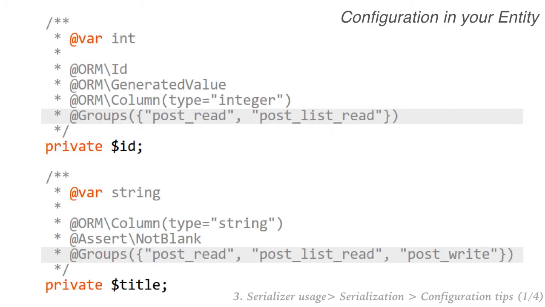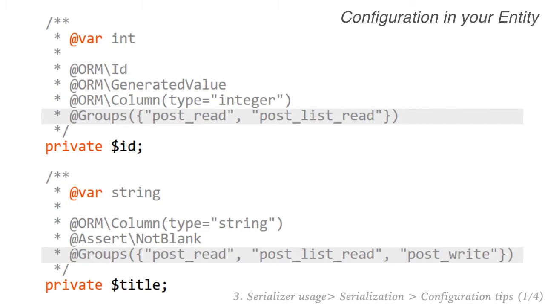But some tip about the naming of the label: keep a naming convention according to what you will pick during the serialization or deserialization. So in here you can see that I actually have 3 different labels. The first one is post-read, then post-list-read, and the last one is post-write.